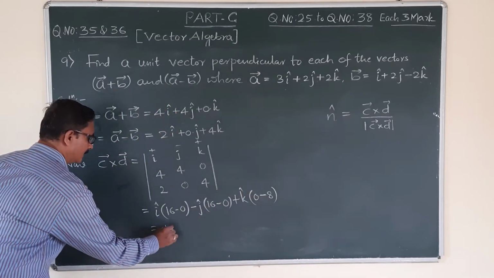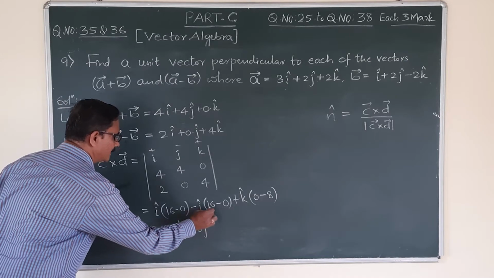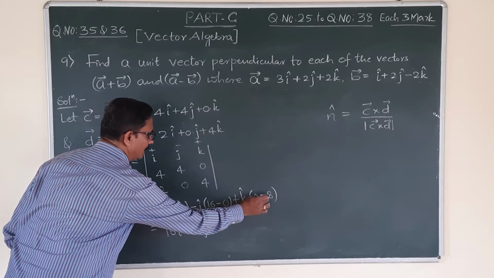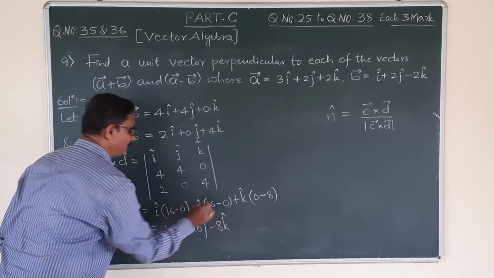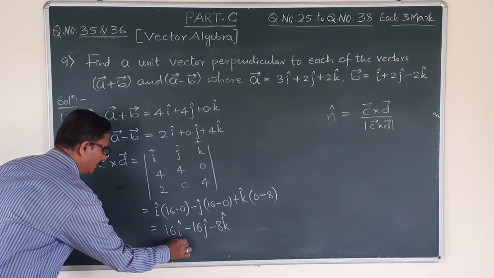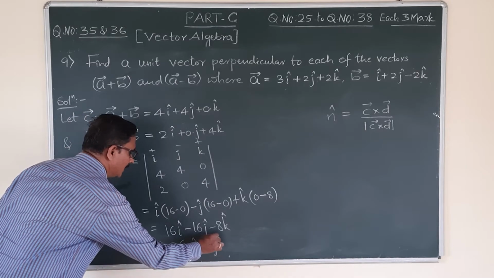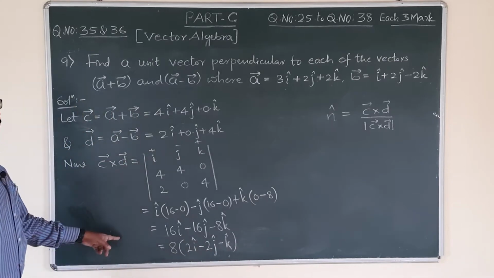That is 16i minus 16j, 16 minus 0, 16. 16 into j, 16. 0 minus 8, minus 8. Minus into plus, minus 8k. Right? Among these three, is there any common? Yes, 8 is common. That is 8 into 2i minus 2j minus 1k. This is C cross D.